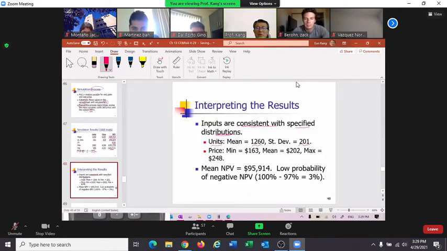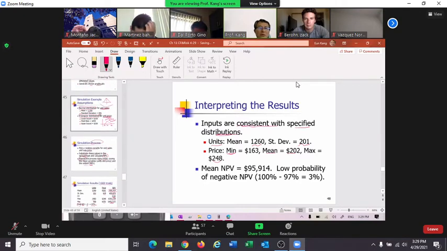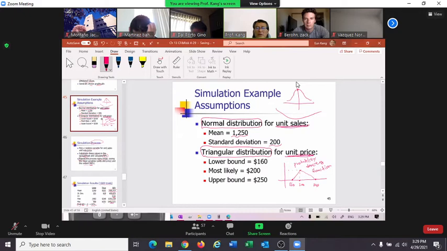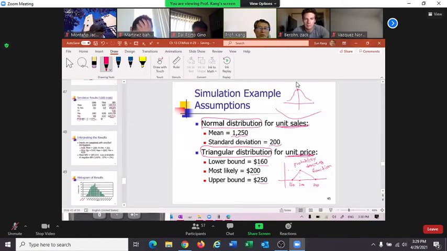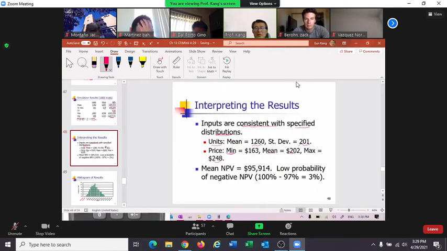1260 and 201, pretty consistent. And price: minimum 163, mean 202, max 248. That is pretty consistent with your input. Lower bound 160, so 163 is slightly greater than that. Upper bound 250 and 248 is slightly less than that. Most likely 200, and your mode was 202. So pretty consistent.